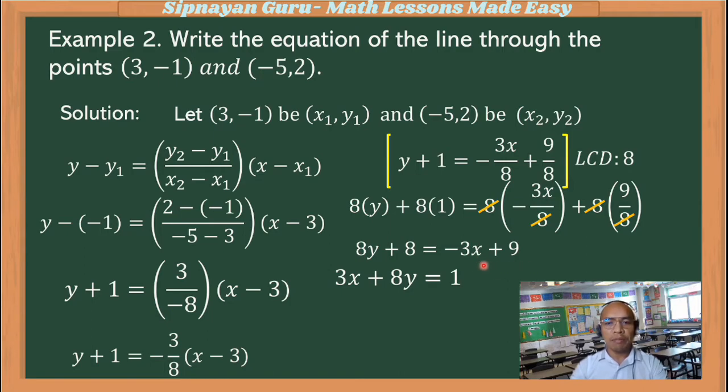Rewrite this one by virtue of the addition property of equality. Transpose negative 3x to the left. So that would be positive 3x. We just copy positive 8y. Just copy 9. Then 9 minus, since positive 8 will be transposed to the other side, that would become negative 8. So 9 minus 8 is 1. So this is now the equation of the line that passes through these 2 points.